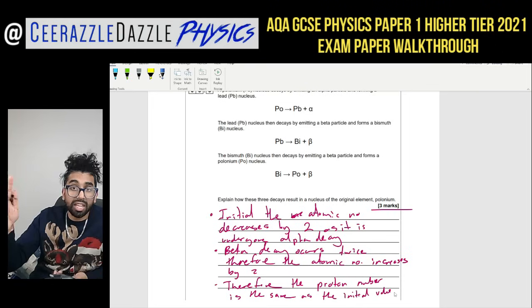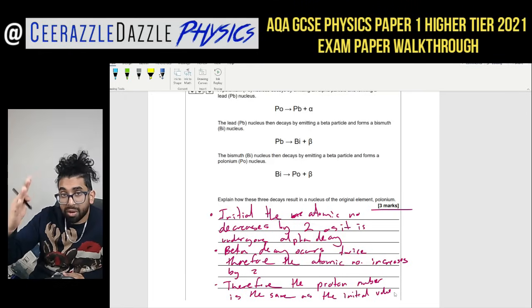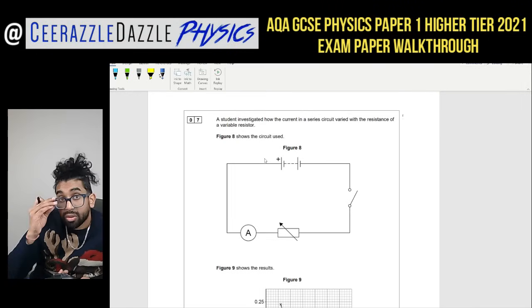Everyone happy that alpha decay, you've lost 2 for the atomic number. Beta decay once, you go up by 1. Beta decay again, you go up by 1 again. So you end up with the original that you had before. Because look, these two have the same atomic number. Okay, next one then, question 7.